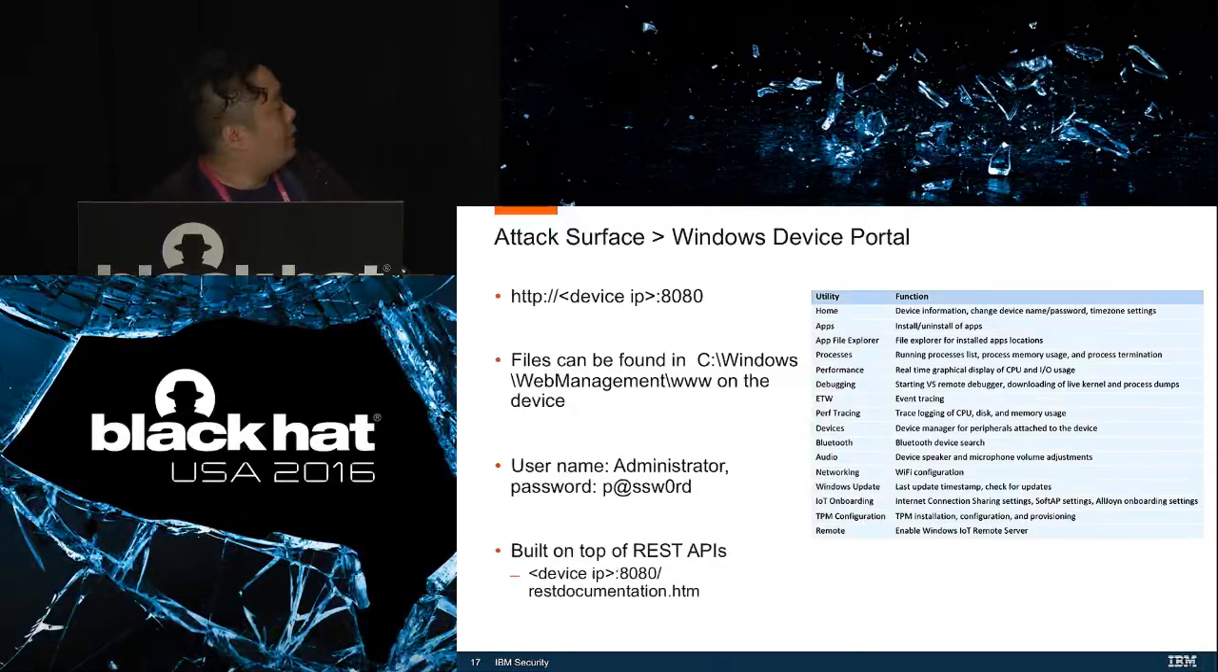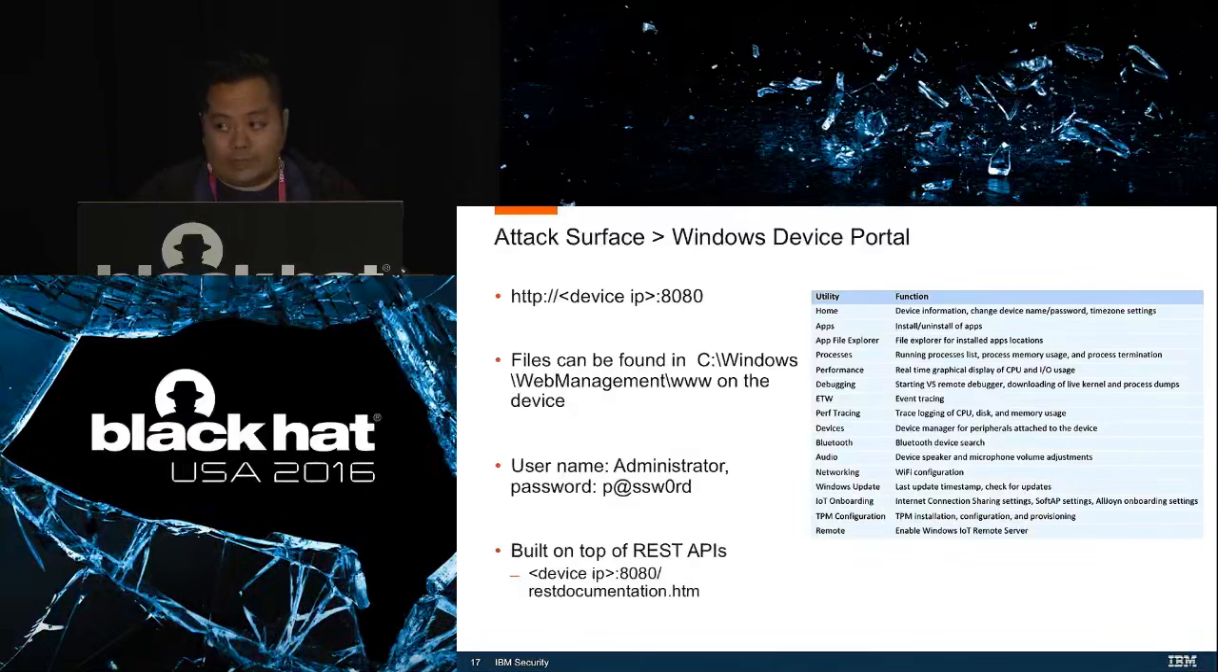The files for the Windows Device Portal can be found in the C drive, in the Windows Web Management www folder on the device itself. So while the Windows Device Portal is useful for device management, it can be a security liability if not configured properly. Why? Because in Windows 10 IoT Core, the default administrator password is hard-coded on the device: the username is Administrator, and the password is p@ssw0rd. So if you didn't bother to change the default password, your device is susceptible to unauthorized access.